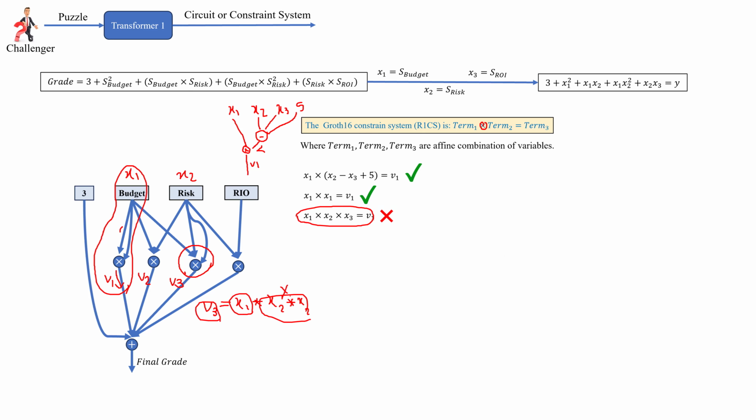And this is not an affine combination of variables. So this means that if you designed your circuit in this form, this is not a valid gate based on Groth16, right? So this circuit, which is valid when you want to define your function or your puzzle, is not valid when you want to define it for Groth16. You need to revise the circuit in a way that all the gates are valid based on this definition.